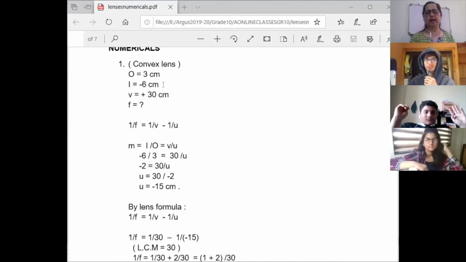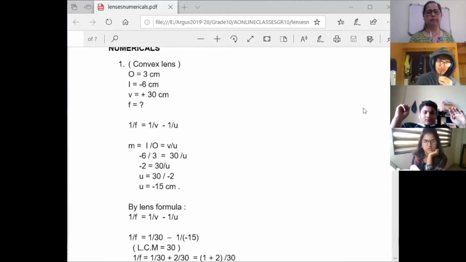Why have I written -6? Because it is a real image and it is below the screen. Are you understanding? Okay. Image distance in a convex lens is always positive. I told you to make a note of it and keep. Okay. So it is positive, right? So image distance is positive.